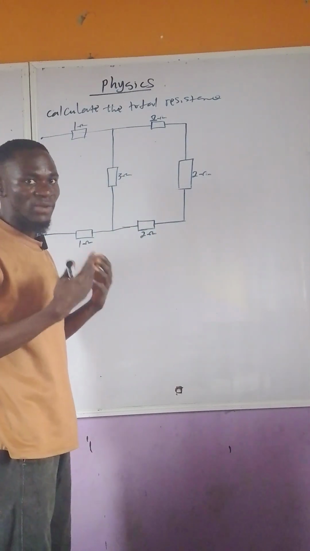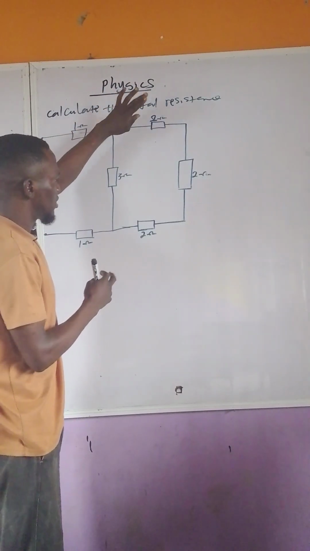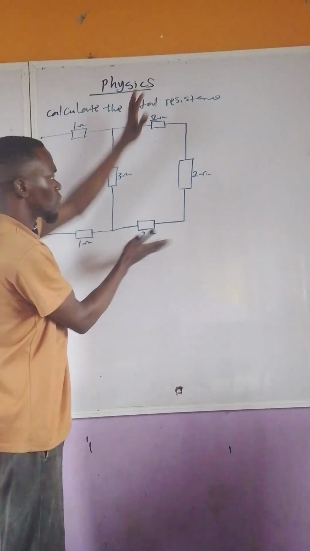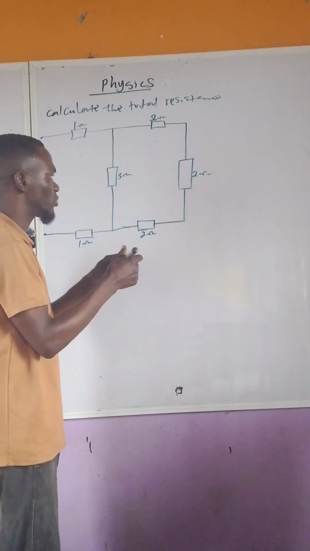Now what you have to do is very, very easy. Break it down like this. You're going to convert this series and this series to parallel. So you can have the parallel first. So let's try to do that now.